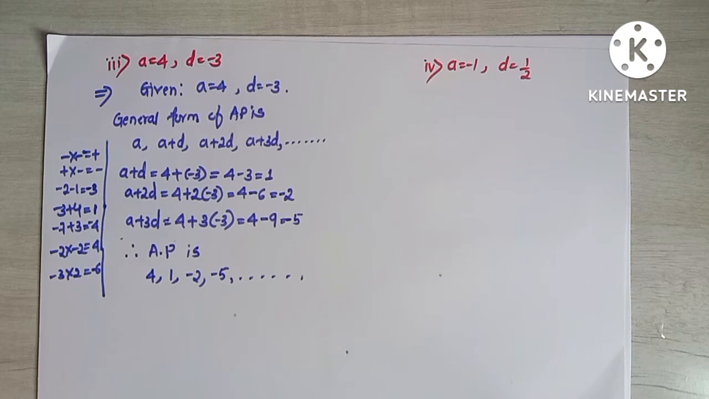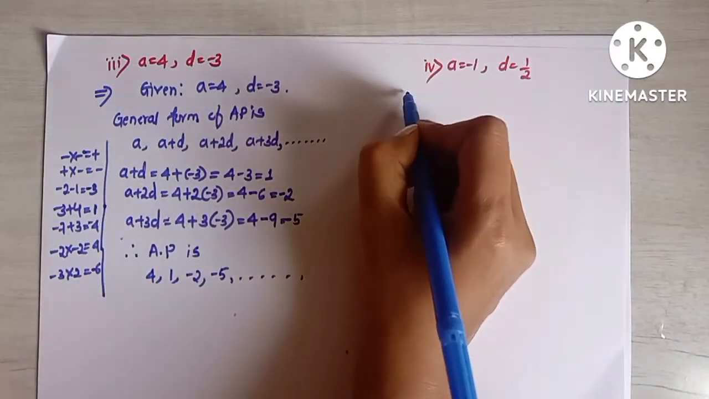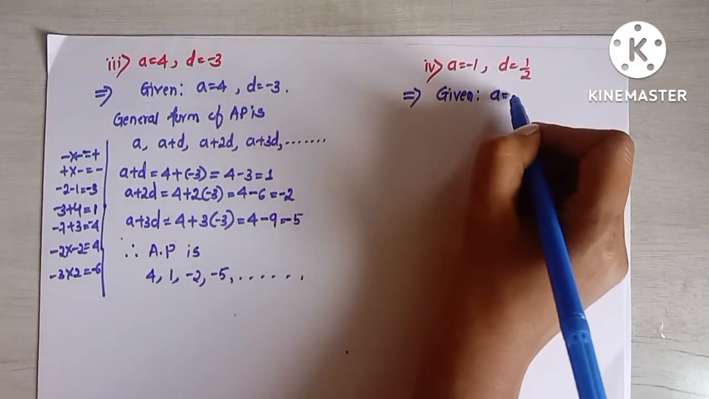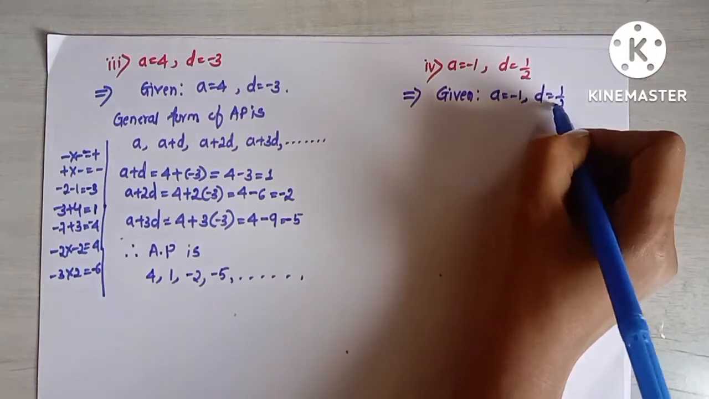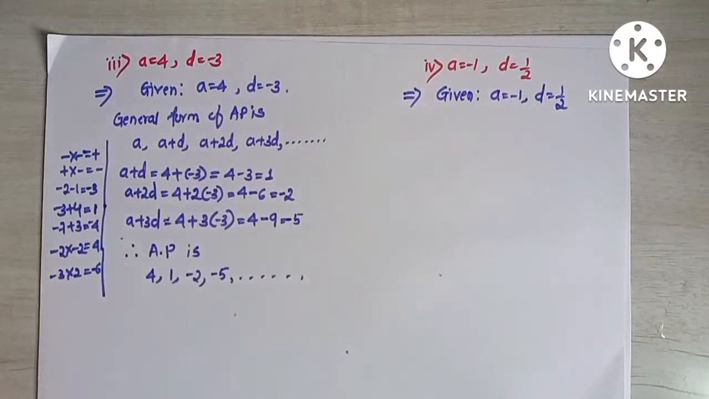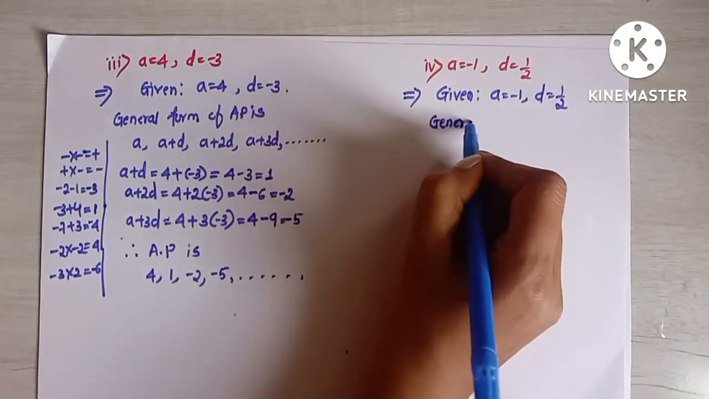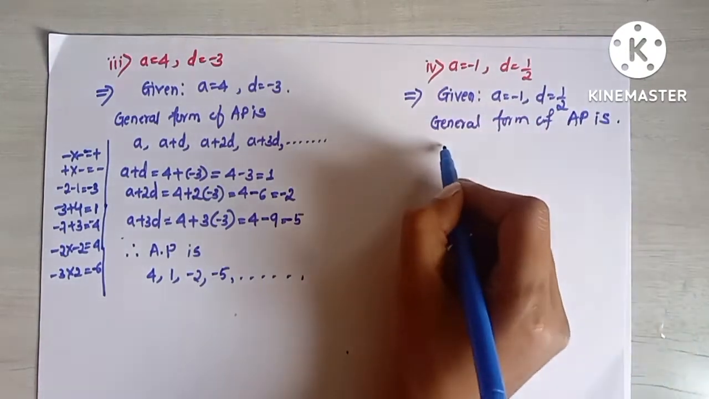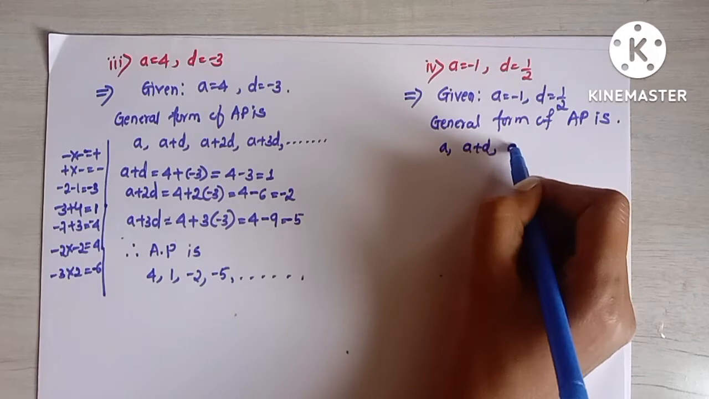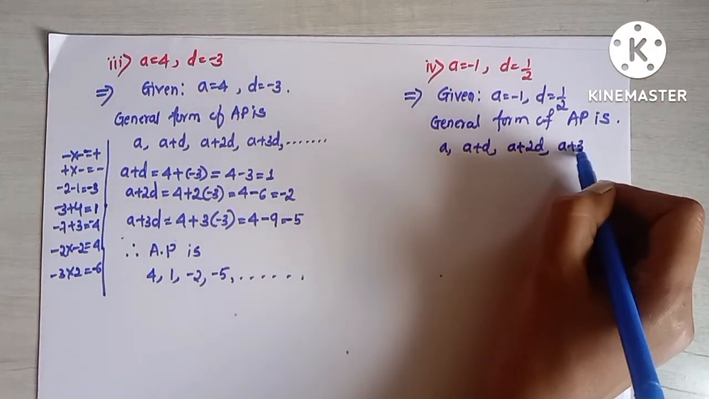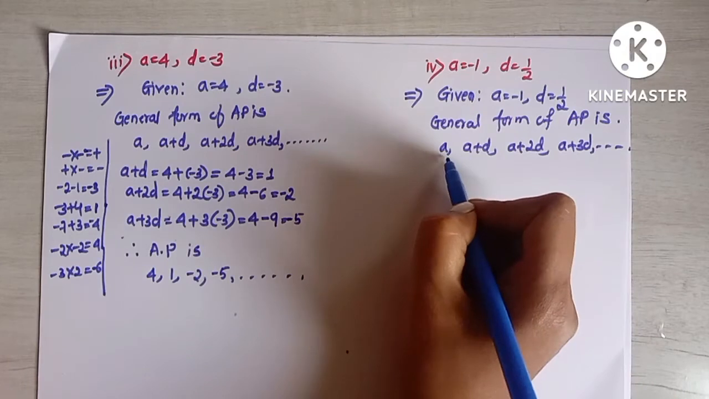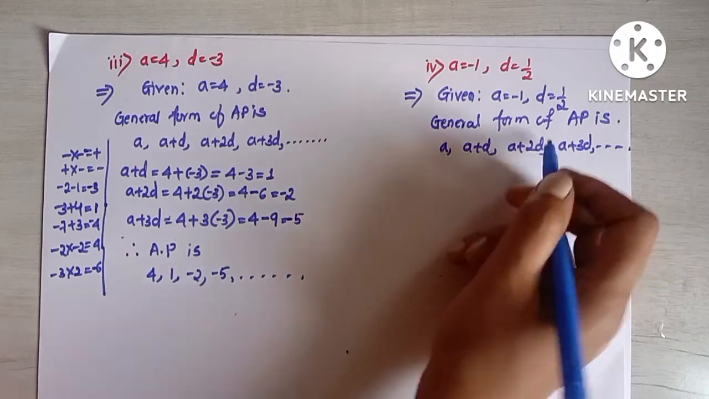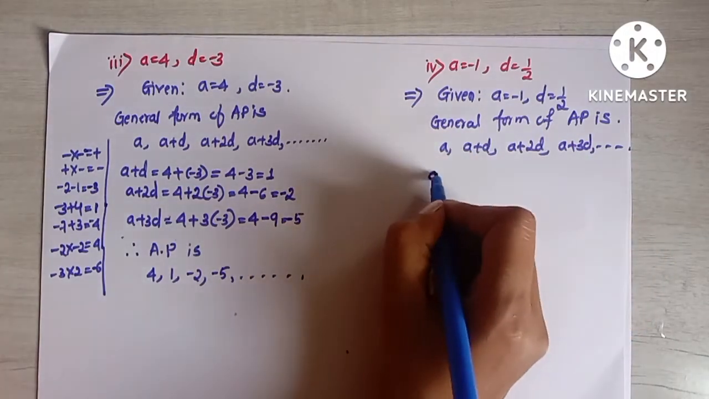Let us take another example, that is the fourth one. First we have to write down what is given. Given a is equal to -1 and d is equal to 1 by 2. So we have to write the general form of AP. General form of AP is a, a plus d, a plus 2d, a plus 3d. So a1, a2, a3, a4 are the first term, second term, third term and fourth term.